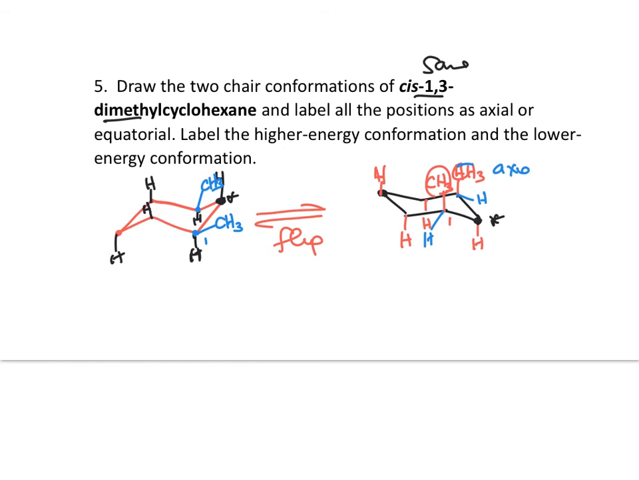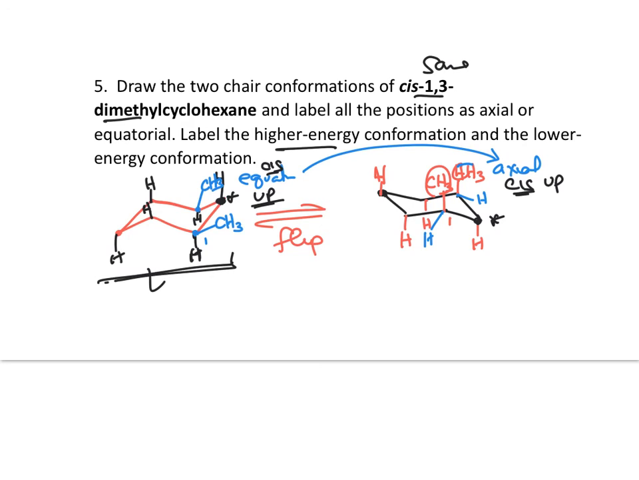These are now axial. So when you flip them, they go from equatorial, the substituents, to axial. But you see how they're above the ring, so they're up, and they're on the same side? They still stay up, and they're on the same side. But which one is lower energy? The equatorial. So this would be lower energy. When you put those methyl groups in the axial position, they have this gauche interaction right here, and that would be higher energy.